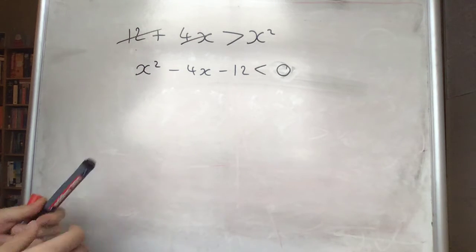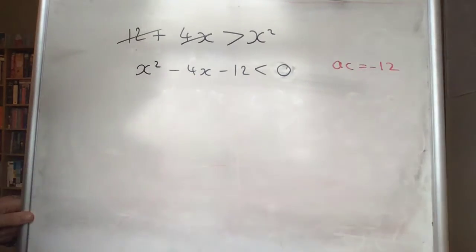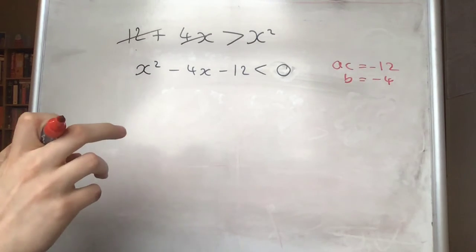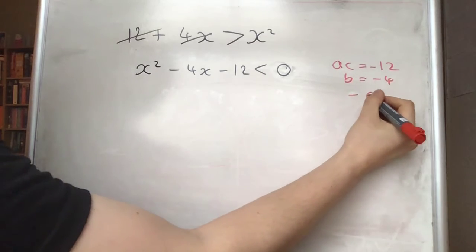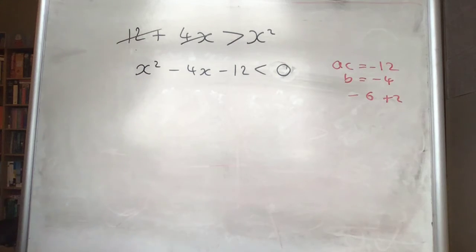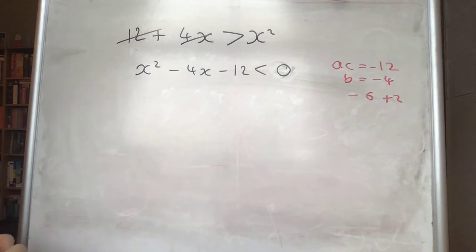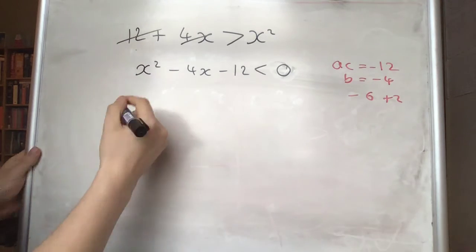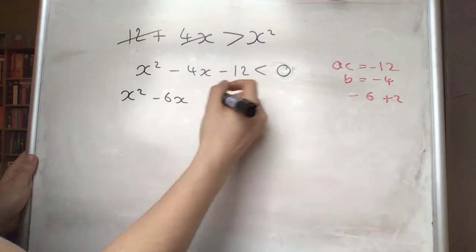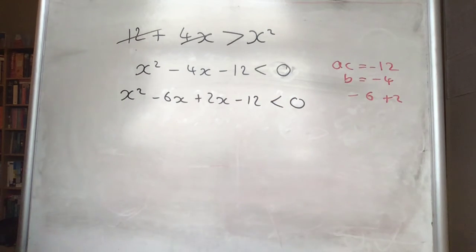Okay, so we want to find two numbers that multiply together to give us negative 12, and add together to give us negative 4. What two numbers could those be? Well, minus 6 and plus 2 look good to me. Minus 6 times 2 is negative 12. Minus 6 plus 2 gives us negative 4. And we're going to plug those two numbers in place of our negative 4x here. So we're going to have x squared minus 6x plus 2x minus 12 is less than 0.